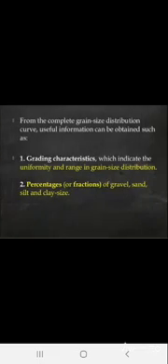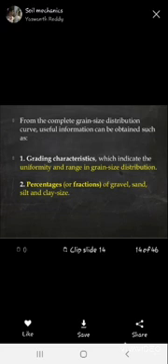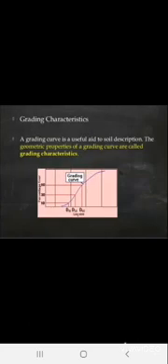From the complete grain size distribution curve, useful information can be obtained. We can show the grading characteristics, which indicate the uniformity and the range of the grain size distribution. And second is the percentage of gravel, sand, silt and clay size. There is a word called uniformity. What do I mean? Whether you have a soil which consists of only one type of soil particles, like only gravels, only sand or only silt, or whenever there is a mix of particles, we can say it's well graded or poorly graded. So how do we differentiate it into uniformities? We can differentiate it on the basis of the graph plotted against the percentage finer.